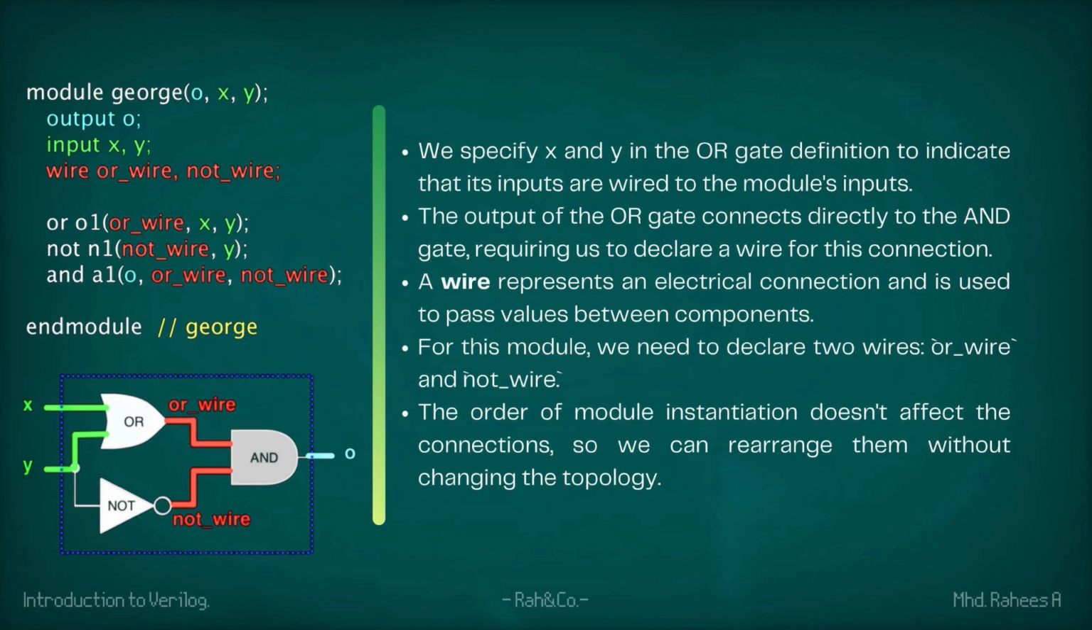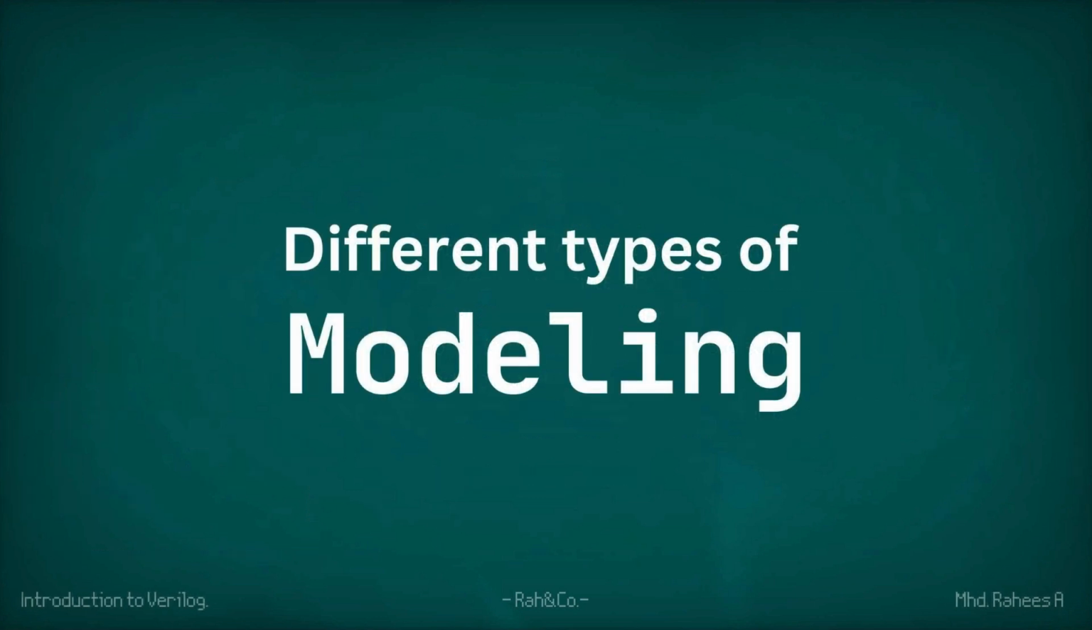To handle this, we need to declare a wire for our module. A wire is a data object that represents an electrical connection and is used for passing values between components. For this module, we need to declare two wires, such as OR wire and NOT wire. The order of module instantiation doesn't matter, as it only describes the connections, so we can change the order without changing the topology.